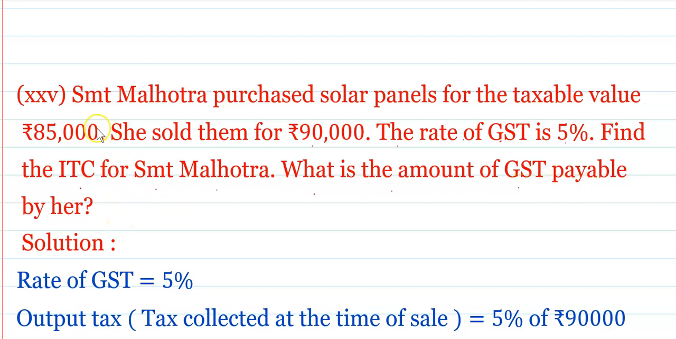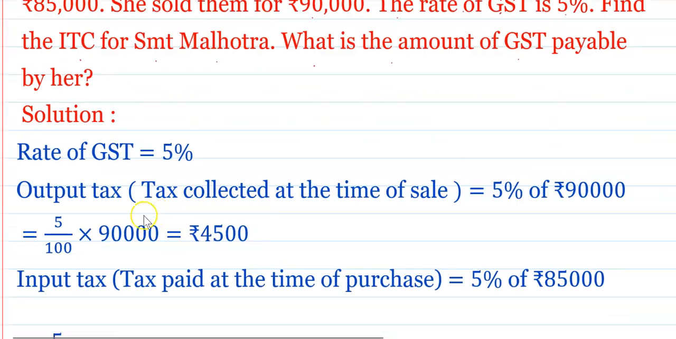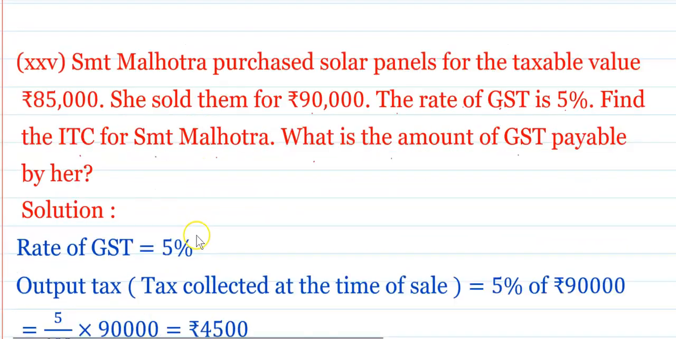Okay. Taxable amount. She purchased at the taxable value of 85,000. And then she sold at 90,000. 85,000 ला तिने purchase केला आणि 90,000 ला sold केला. Now the rate of GST is 5%.